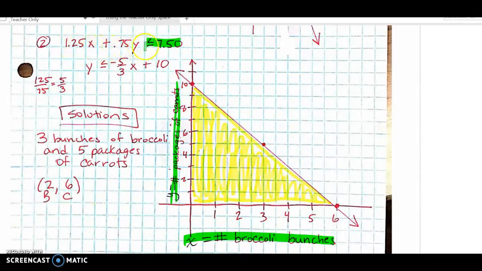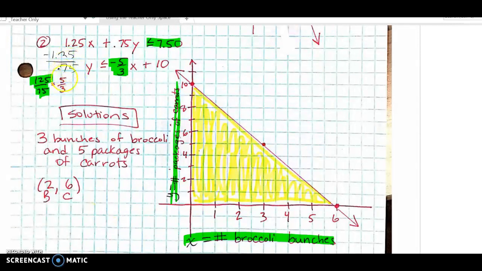Here we have 1.25x plus 0.75y is less than or equal to $7.50. I solved for y. Instead of putting a decimal here when I solved for y, the slope was negative 125 over 75. We subtracted 1.25x and then we divided by 0.75.